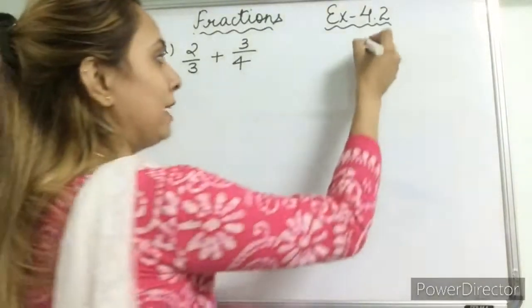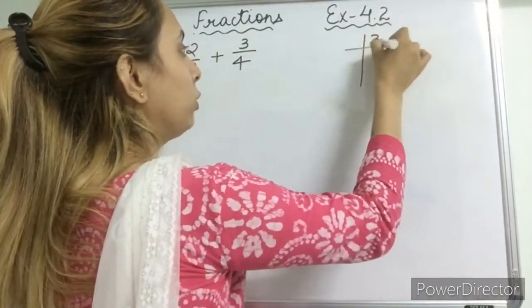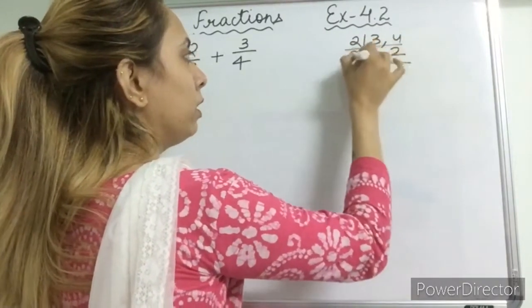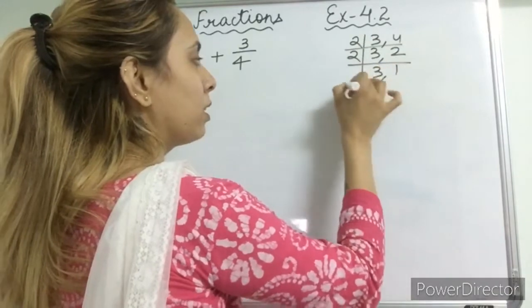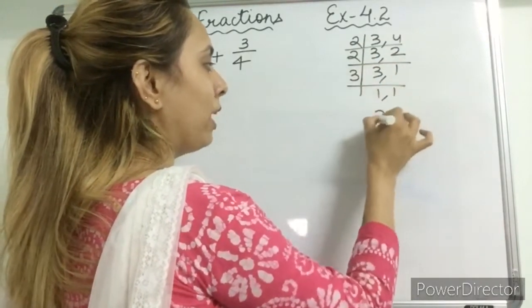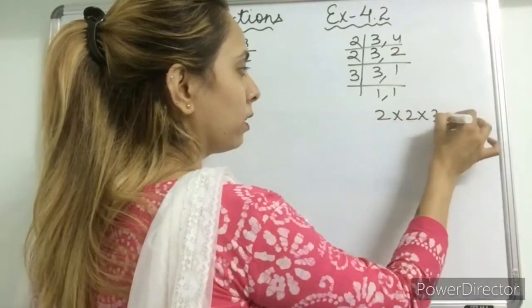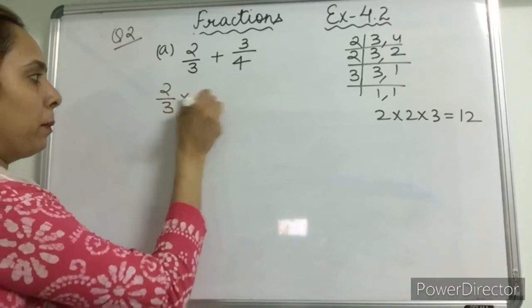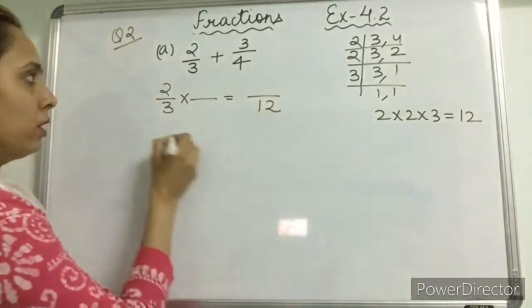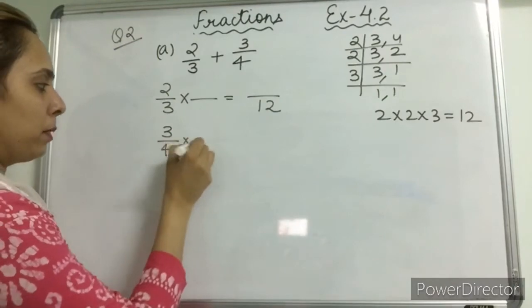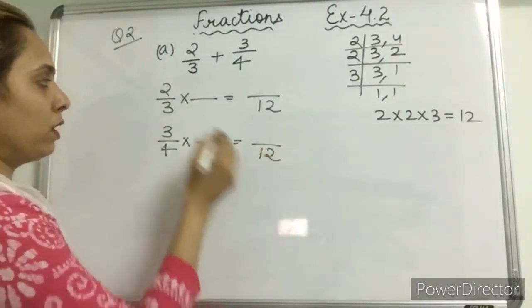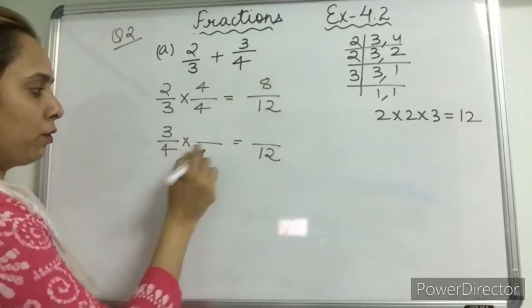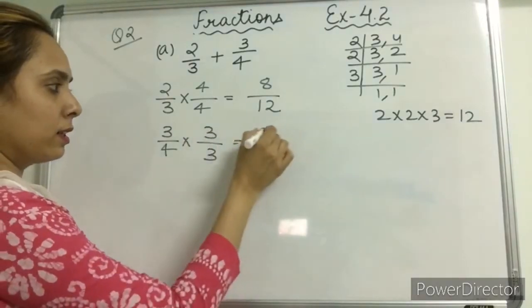Same procedure, LCM of 3 and 4. Start with 2, 3 will be copied, 2 2s are 4. So LCM will be 12. 2 upon 3 multiplied by the fractional bar is equals to 12. 3 upon 4 multiplied by the fractional bar is equals to 12. 3 4s are 12. So copy 4 here. 2 4s are 8. 4 3s are 12. 3 3s are 9.